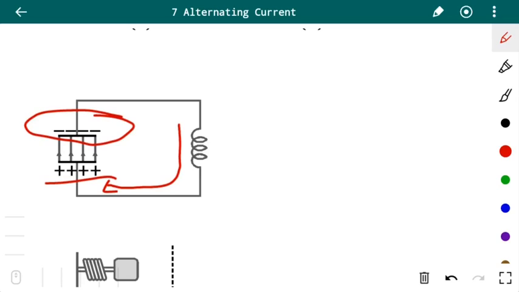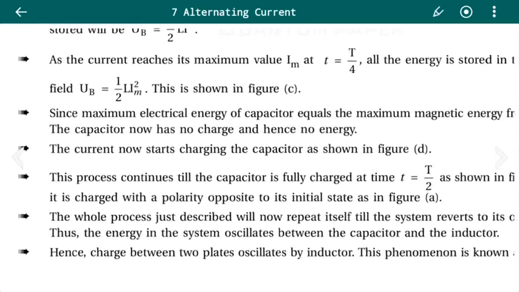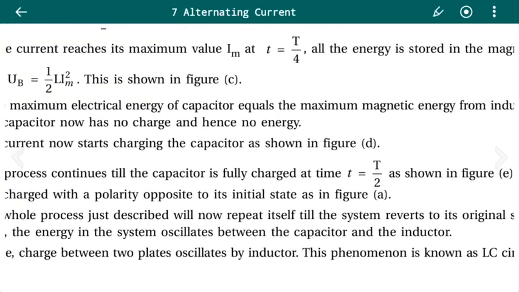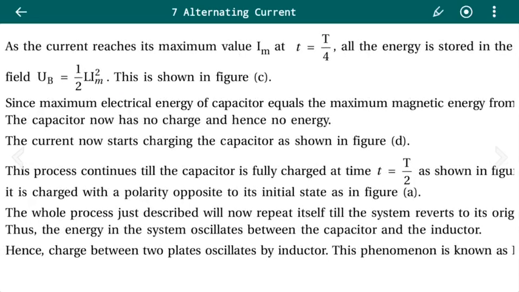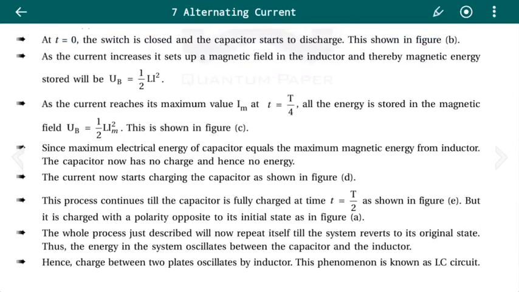Again, the current keeps on decreasing, and on the other hand charges get deposited on the plate of the capacitor. So now the magnetic energy decreases, and on the other hand the electric energy increases. This process continues. The whole process just described will repeat itself till the system reverts to its original state. Thus the energy in the system oscillates between the capacitor and the inductor.